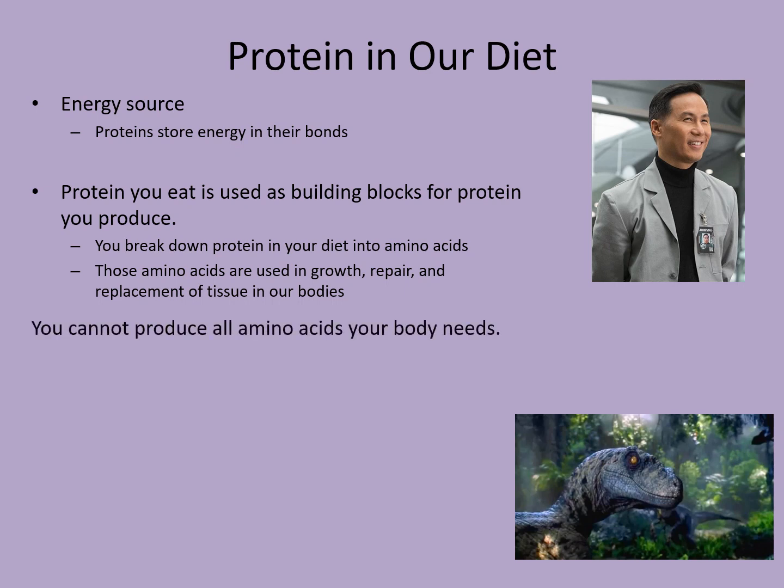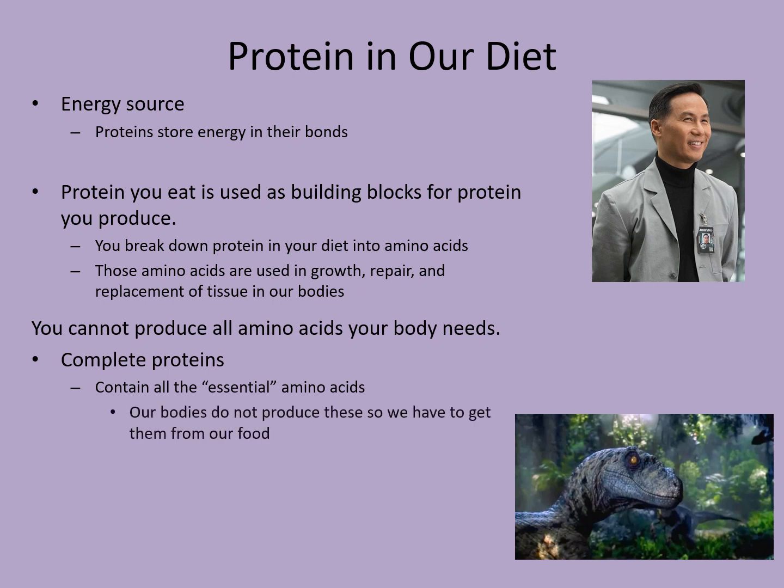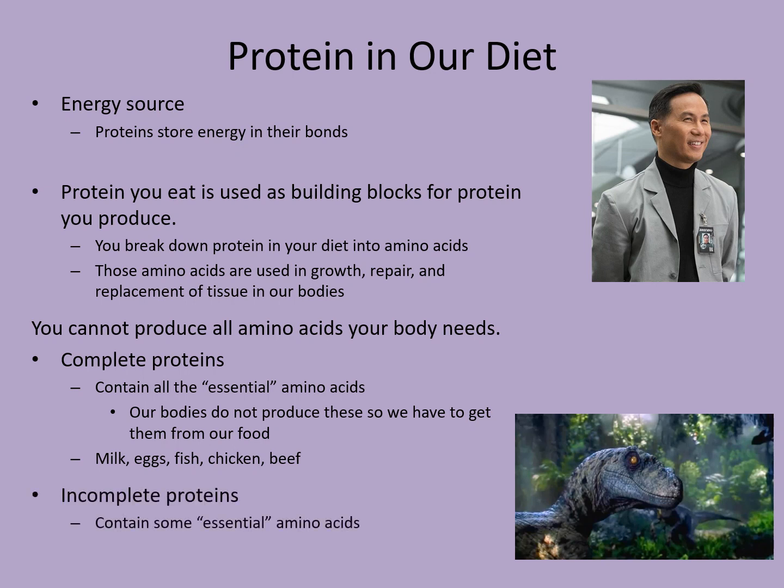You cannot produce all of the amino acids that your body needs. So you have complete proteins that contain all of the essential amino acids. Our bodies don't produce those, so we have to get them from food in our diet, like milk, eggs, fish, chicken, beef. And then you have your incomplete proteins that contain some of the essential amino acids, and that's what you get from your vegetables, your fruits, and your grains.